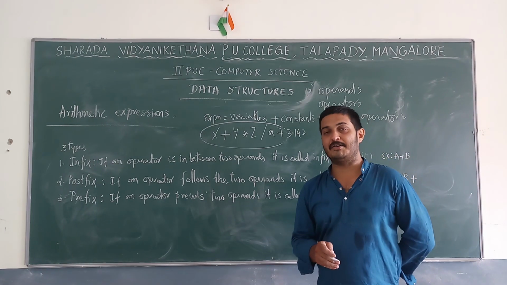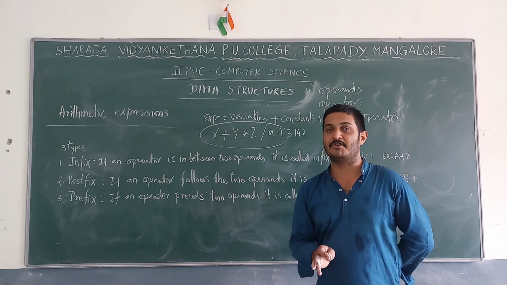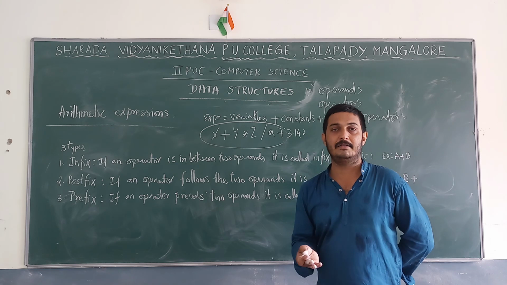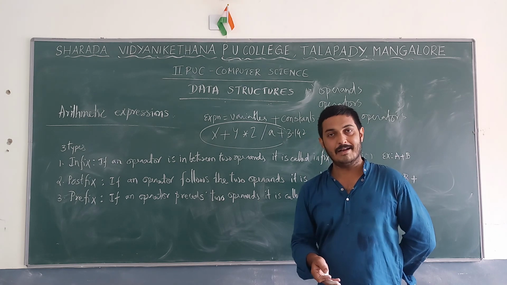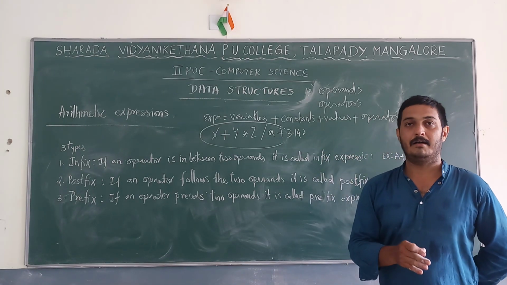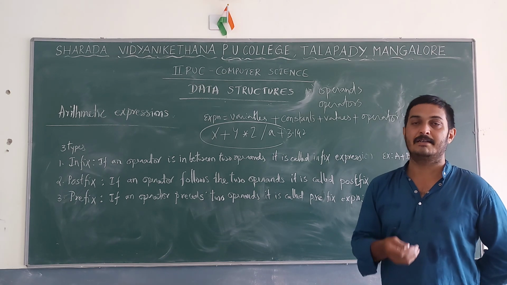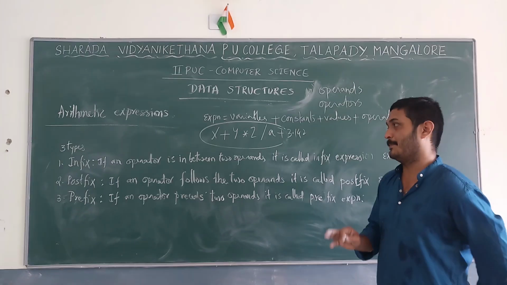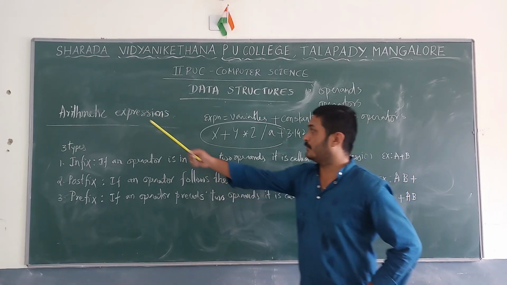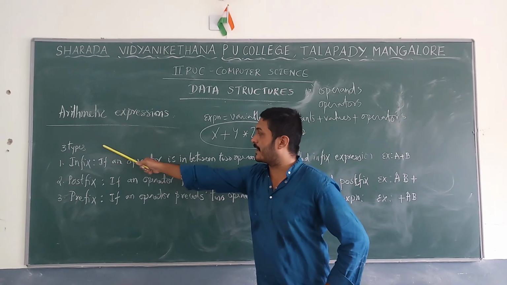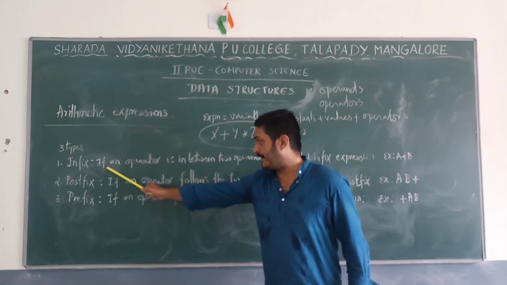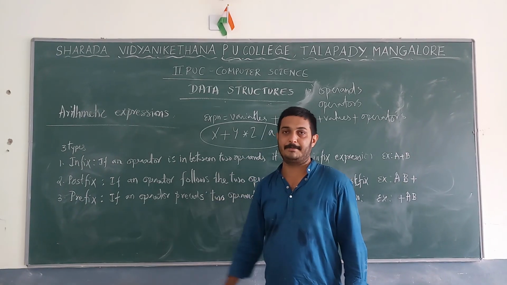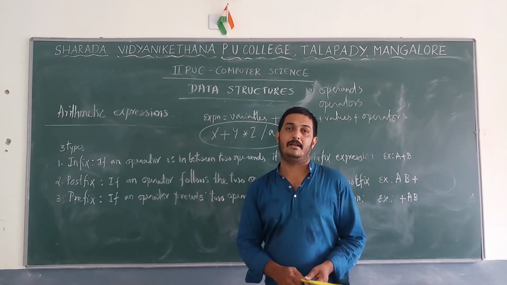Arithmetic expressions indicate arithmetic operations only: plus, minus, division, etc. Some other expressions are there, for example logical expressions and relational expressions, that you studied in last year's syllabus. Okay, let it be there. Next point: arithmetic expressions have three types: infix, postfix and prefix. So what do you mean by infix?